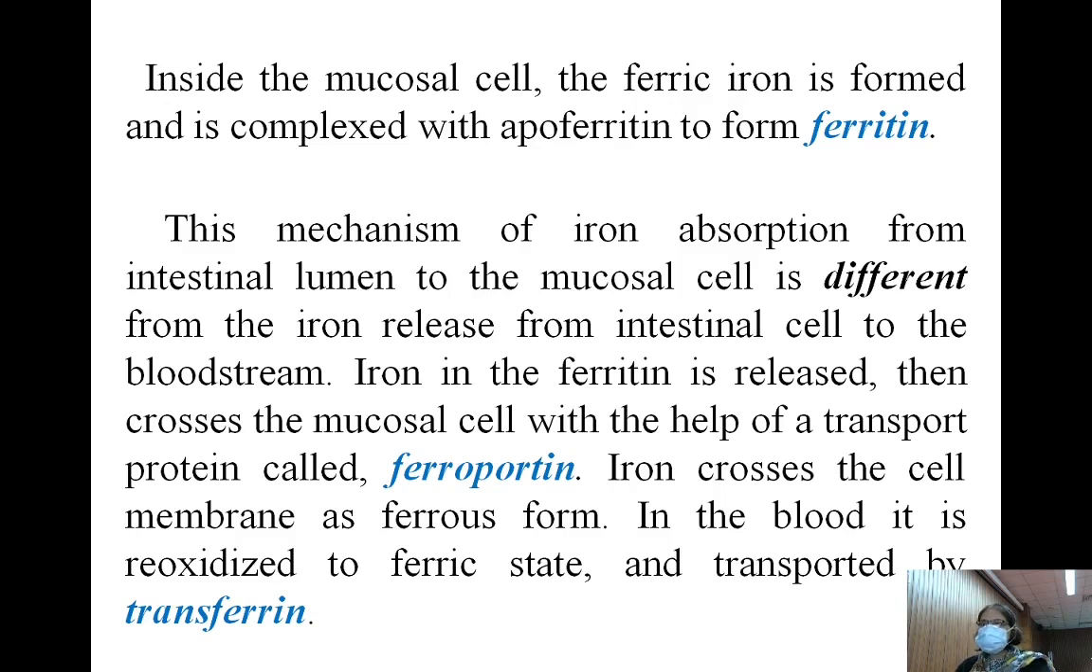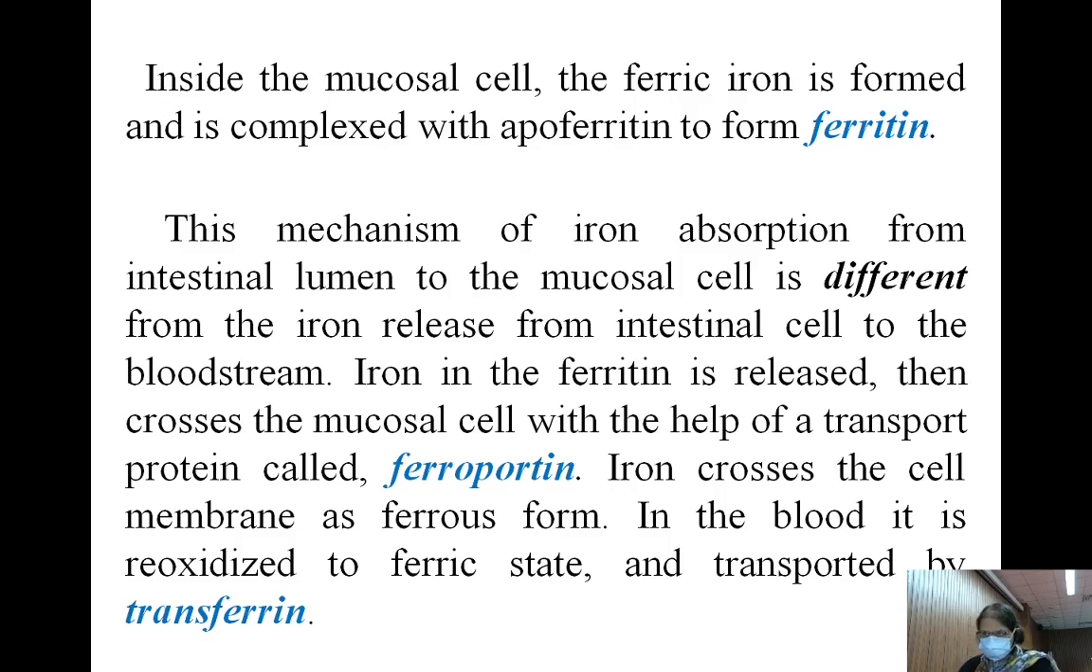Very easy. This mechanism of iron absorption from the intestinal lumen to the mucosal cell is different from the iron release from the intestinal cell to the bloodstream. The dietary iron, whatever iron we supply the body via diet, is absorbed from the upper part of the jejunum and duodenum, the duodenal lumen, into the mucosal cell. That is different from the release: from the mucosal cell it has to be released to the bloodstream according to the body's demand.